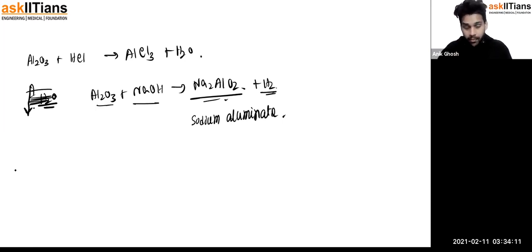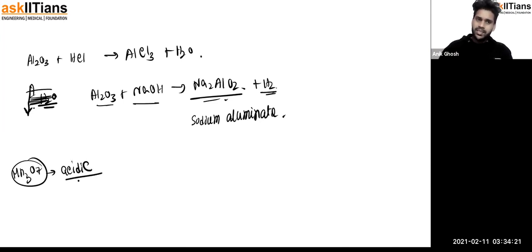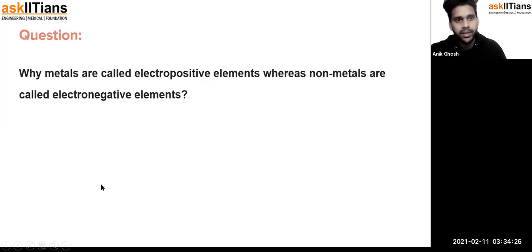There are also some metal oxides like Mn3O7. These are basically metal oxides, but still they are acidic in nature, although they are metal oxides.